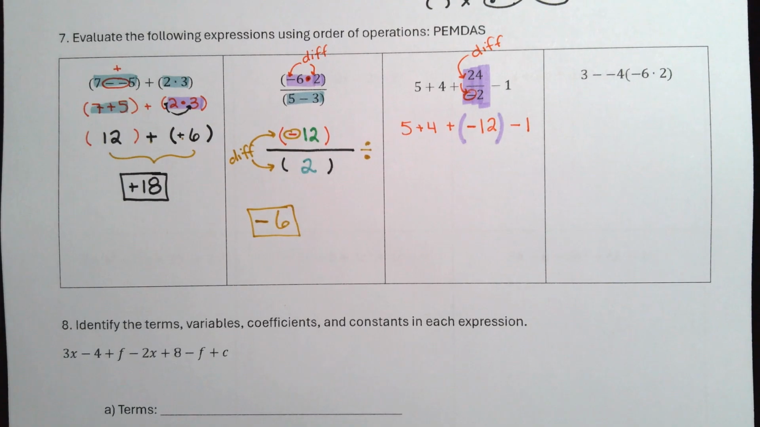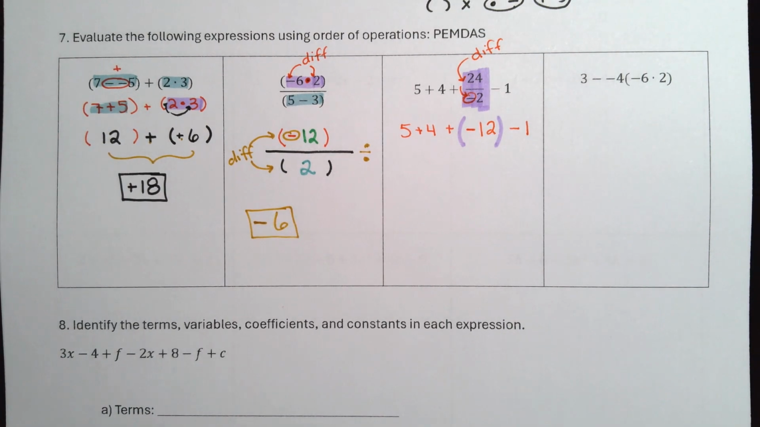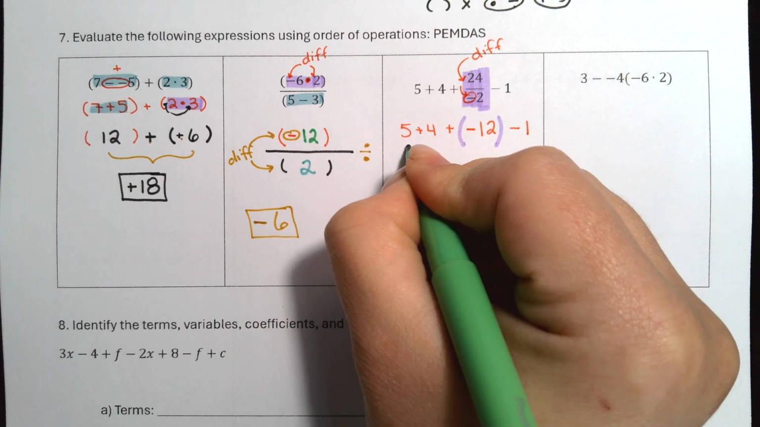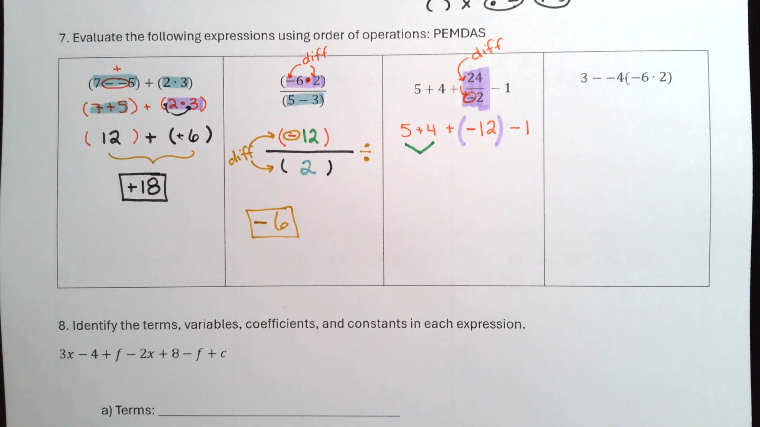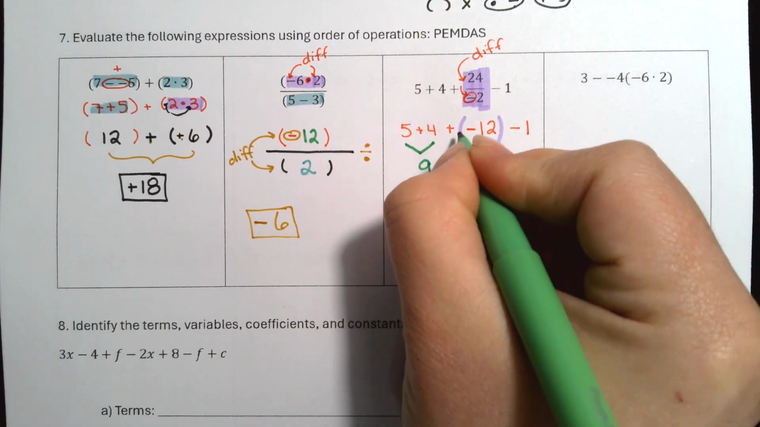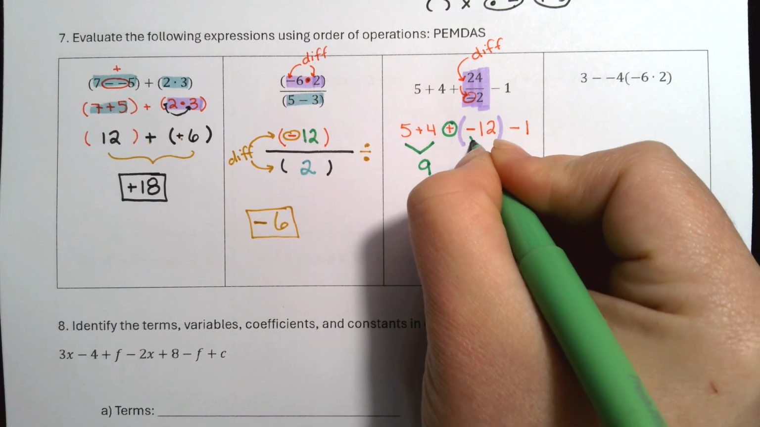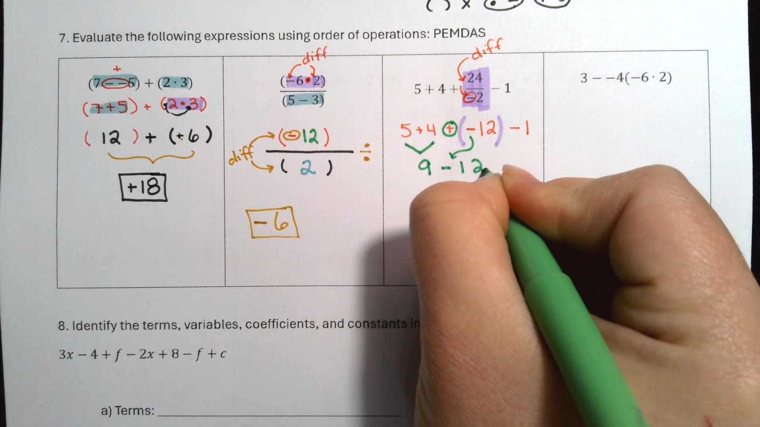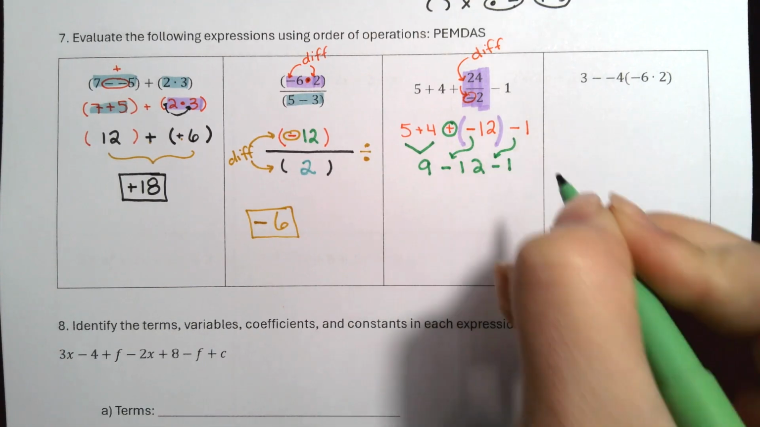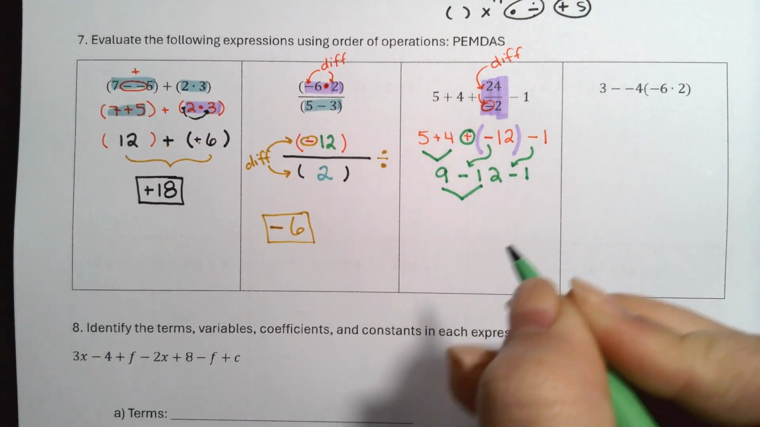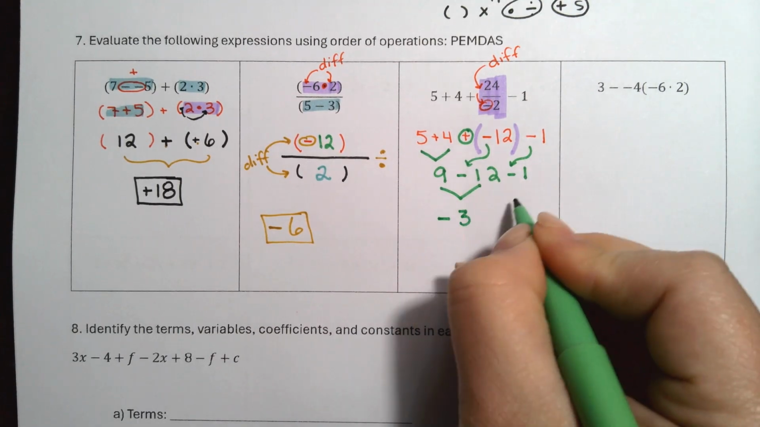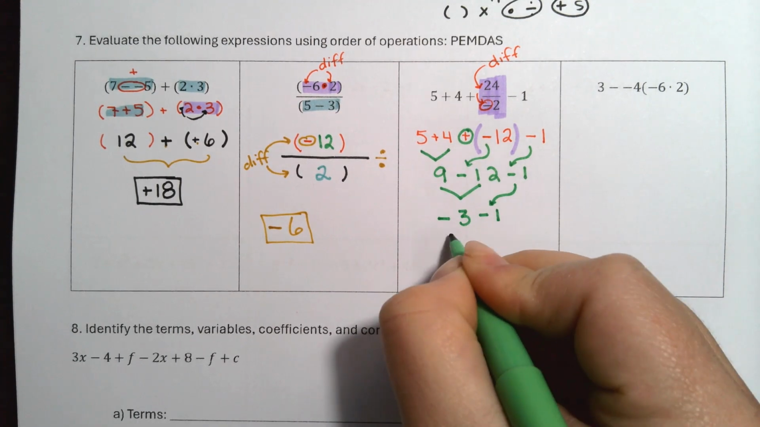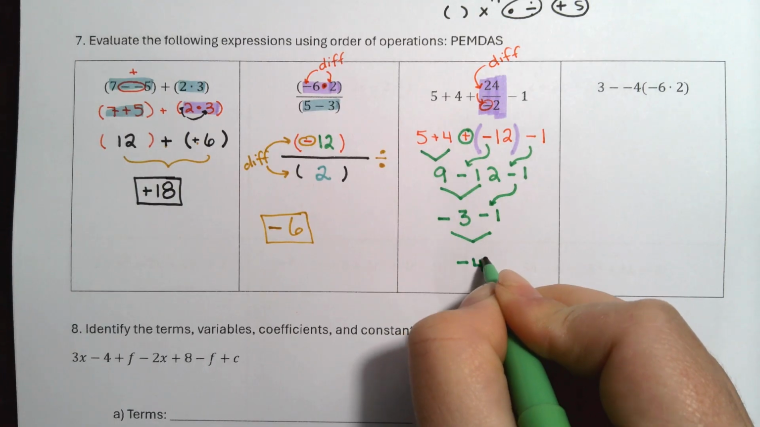Now, after we have first done the division, then we can start adding, subtracting. So we got 5 plus 4. We get 5, 6, 7, 8, 9. Positive 9. You can say and if you want, or you can just say minus 12 and then bring down the minus 1. Here we have negative 3, bring down the minus 1, and here we have negative 4.